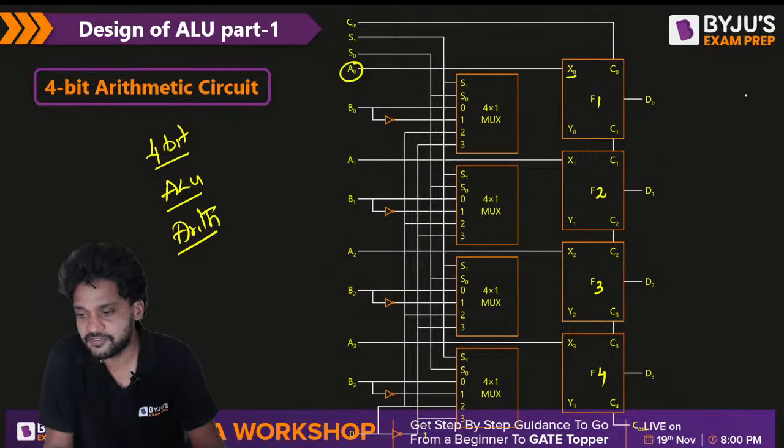There are 4 digits of A. I would say A is equal to 1011. Least significant digit A0. Next A1. This is A2. This is A3.